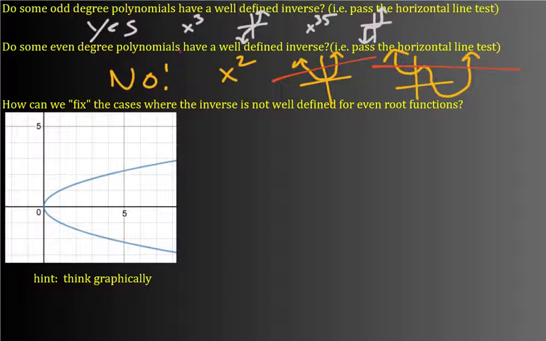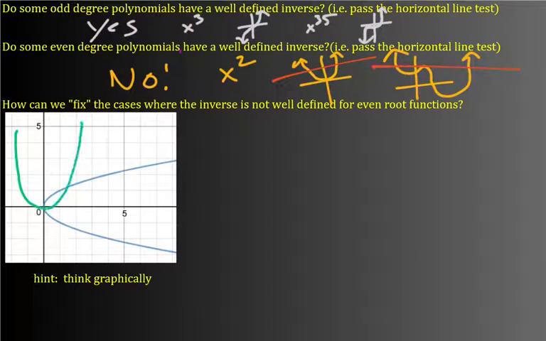And so basically what we've done in math is we wanted to have the capability of using inverse functions for these to some level of success. It's not perfect, okay? So that's why I say fix in quotes, but there is going to be a way that we can fix, in quotes, the cases where the inverse is not well defined for these even root functions. And so basically this is what the inverse should look like.